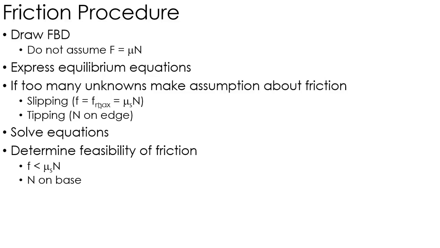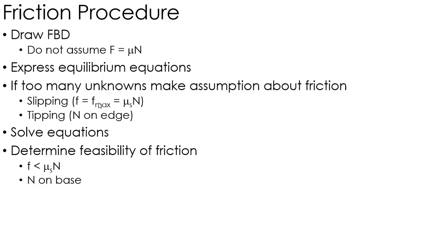After you solve the equations, you have to determine whether or not your assumption is correct, whether or not the friction is feasible. You have to make sure that friction is less than the maximum friction, unless, of course, you made that assumption. So if you assumed it's tipping, you've got to make sure that it didn't slip. Or in the case where you could solve without making any assumptions, you still have to make sure that the friction holds. You also have to make sure that N is on the base.